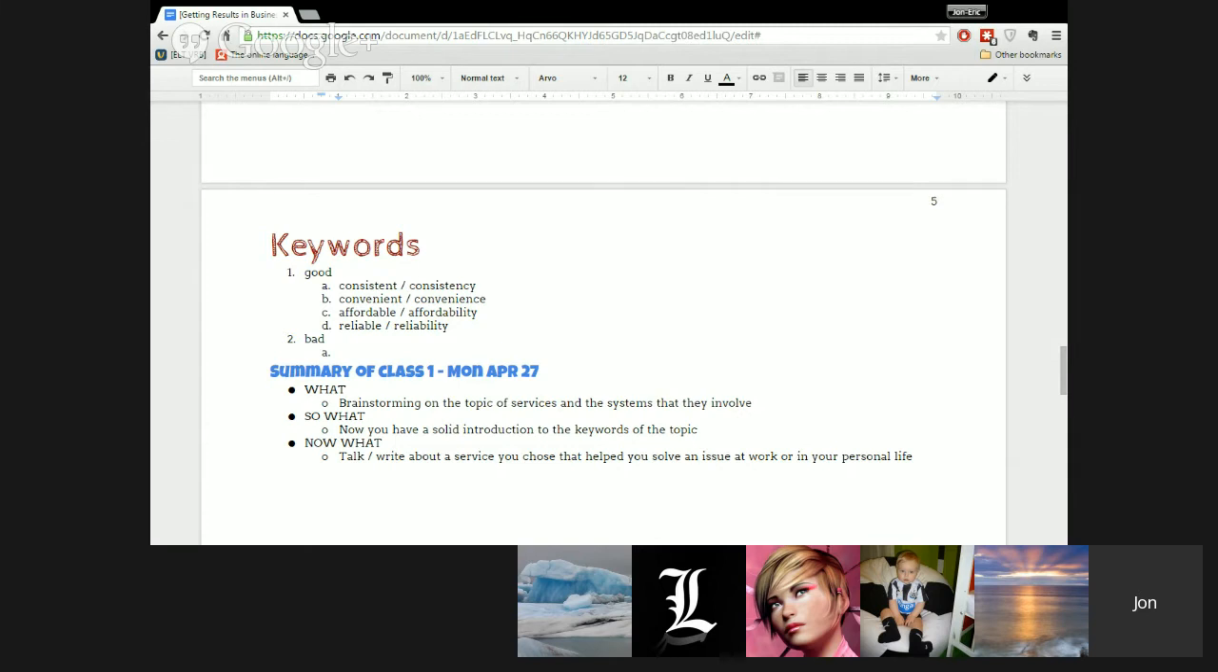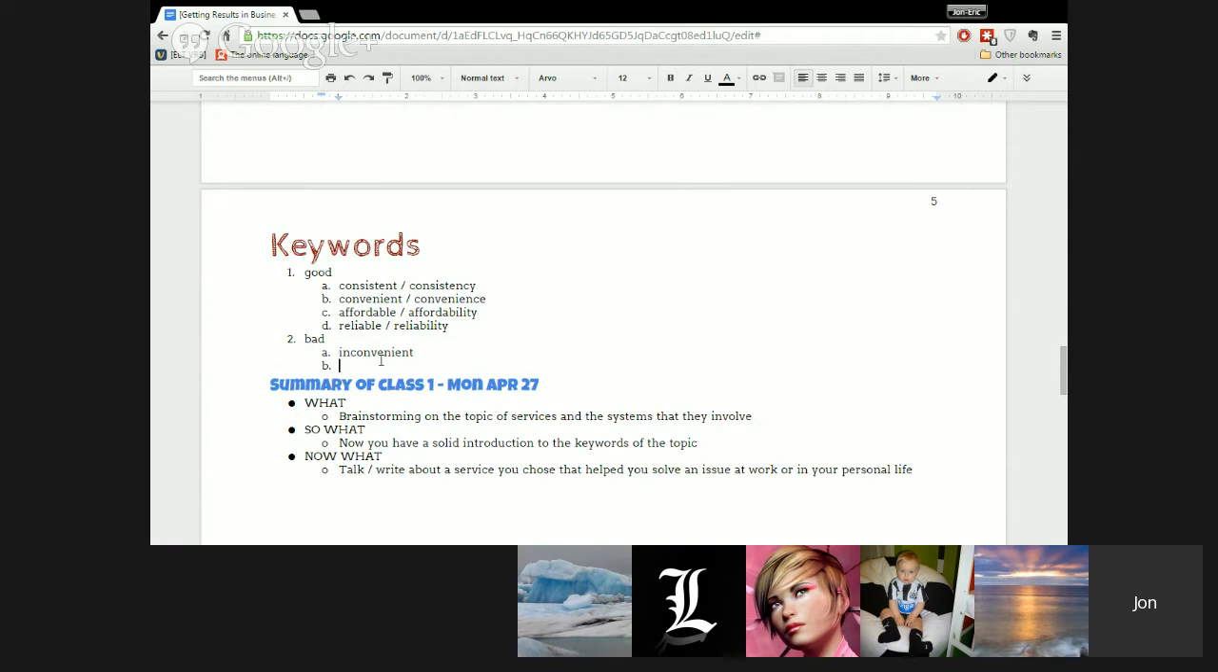We're just doing a quick review of some of the keywords from yesterday, and then we're going to use them in activities today. So before I move on, if good words are consistent, convenient, affordable, reliable, negative words for a bad service might be, well, let's take convenient. What's the opposite of convenient? What's the prefix? Inconvenient. Not un, almost. Disconvenient is not this, almost. Inconvenient, right.